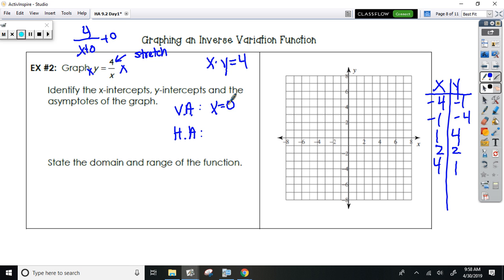And the horizontal asymptote is y equals k. So that's also y equals 0. Eventually these will change. So let's put those. Make sure they're dashed lines. And that way you know those are the lines it's never going to touch. It's going to get close to, but not touch.